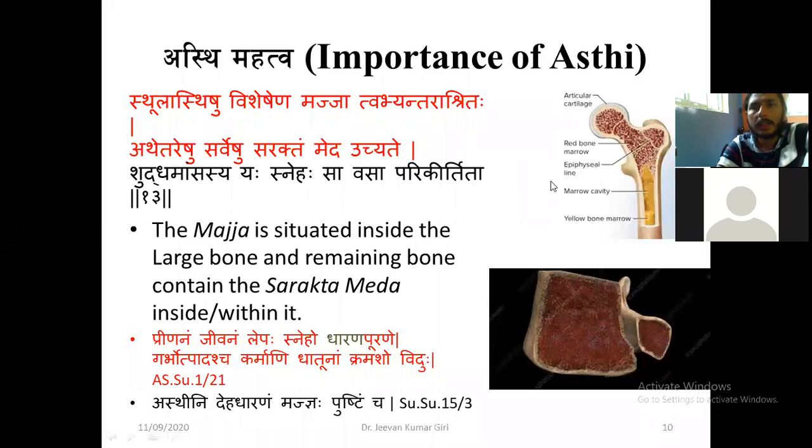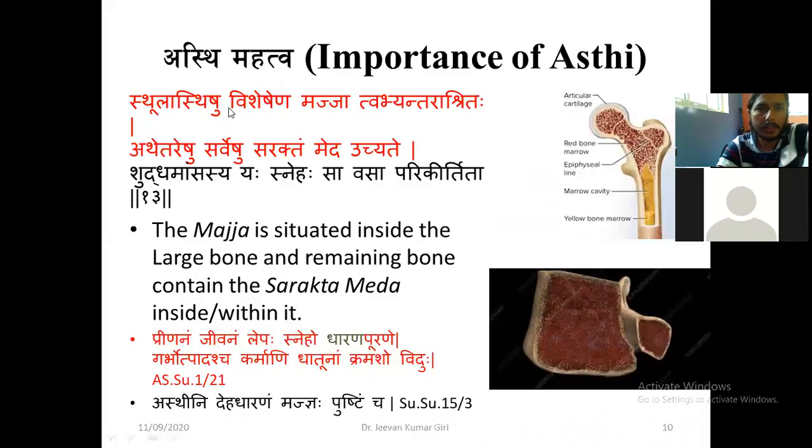Now see here, in the remaining bones, except the long bone and the short bone, all other bones consist of the meda, which is mixed with the rakta. So that is actually the red bone marrow. Meda consisting of red blood cells, that is the sarakta meda. So sarakta meda means the red bone marrow.